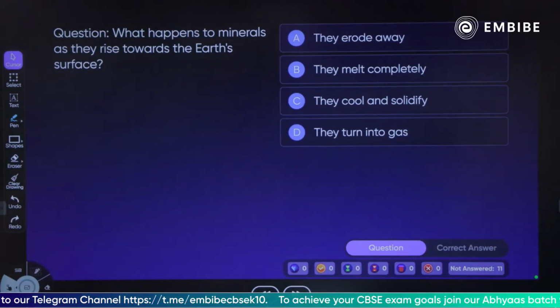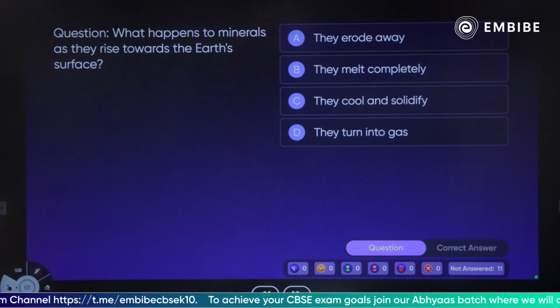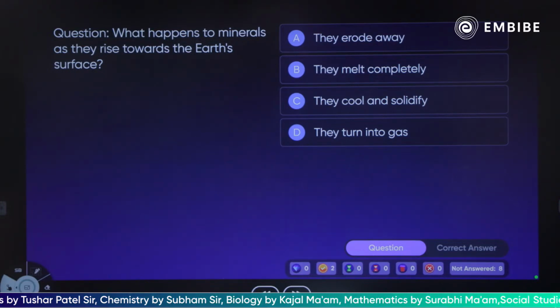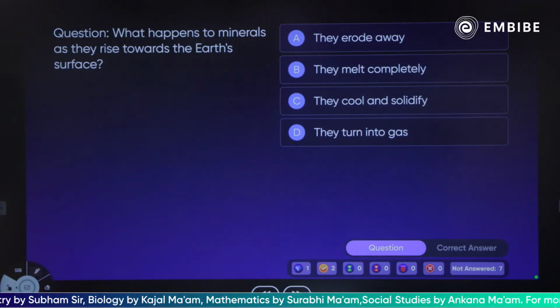ठीक है. So what happens to minerals as they rise towards the earth's surface? They erode away, they melt completely, they cool and solidify, or they turn into gas. What happens to minerals as they rise towards the earth's surface? Earth के surface पे जब mineral rise करता है तो क्या होता है उस mineral को? वो पूरा पूरा erode हो जाता है, पूरा पूरा melt हो जाता है, cool हो करके solid बन जाता है, या gas में turn कर जाता है.